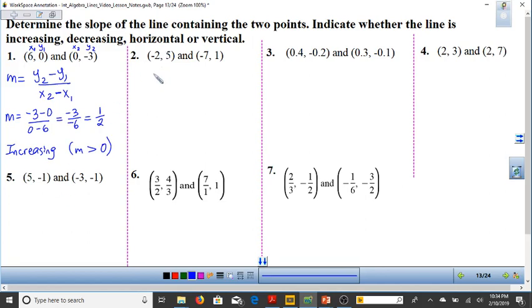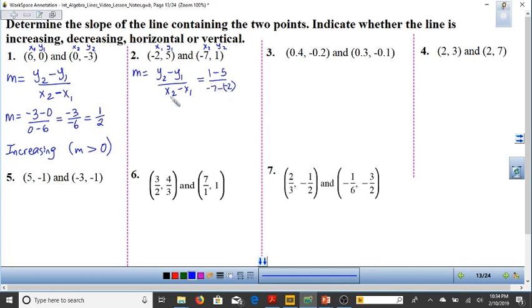Let's take a look at this other example now. I would recommend that you try these questions ahead of time and then come back and check your answers compared with my answers. So again, write the formula m equals y2 minus y1 over x2 minus x1. Identify your points, x1, y1, x2, y2. Insert your points into the formula. 1 minus 5, y2 minus y1, over -7 minus -2.